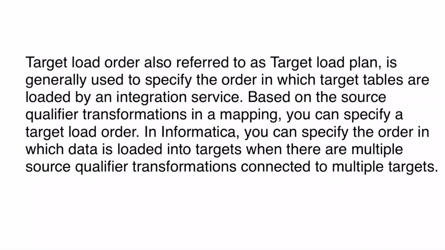Basically, when you have a mapping with multiple target tables, how will you load a specific target table first? Instead of loading all the target tables in a sequence, how will you load a specific target table first? In this case, you can configure in the target load plan which target table, or in which sequence, you want to load the targets. So you will be able to configure the same using the target load plan.